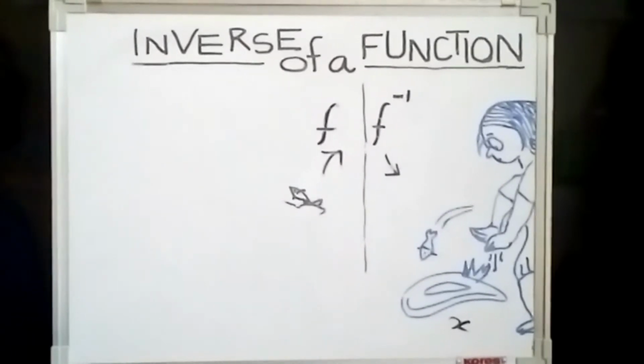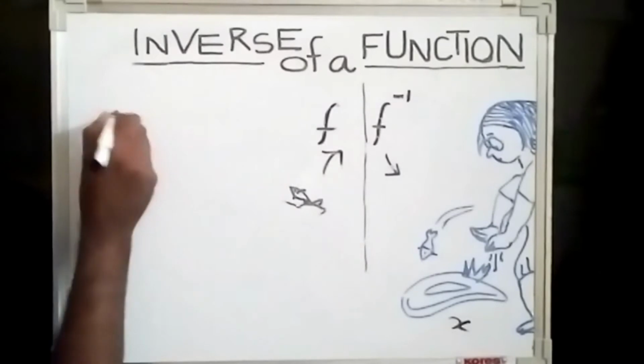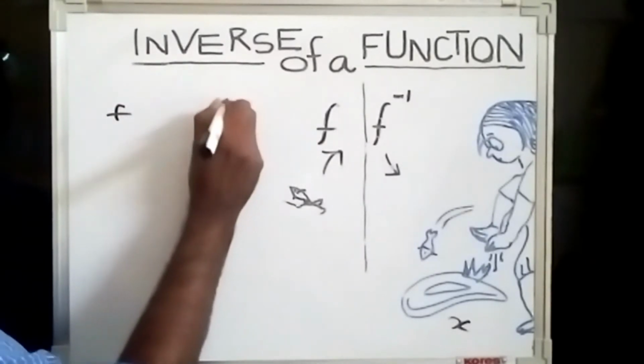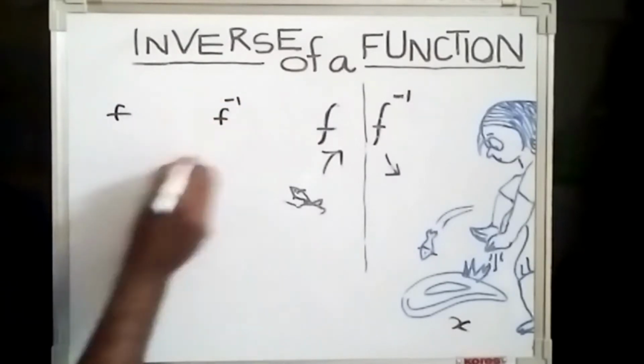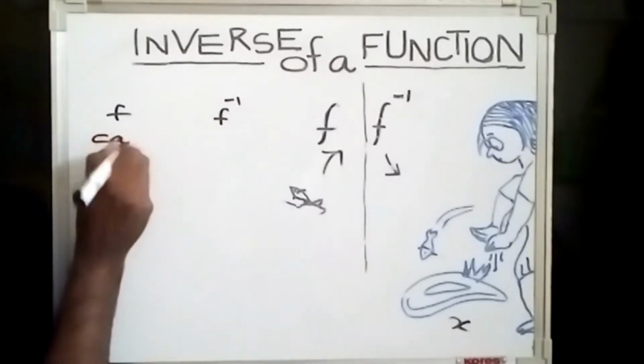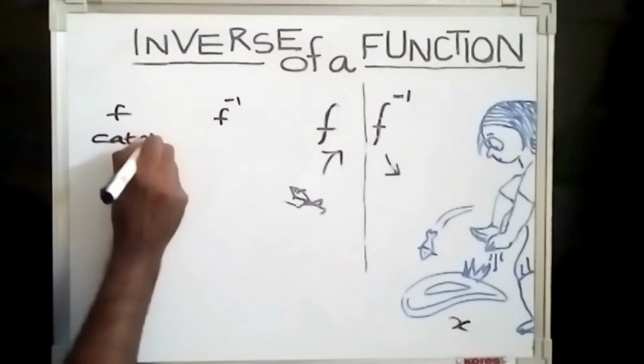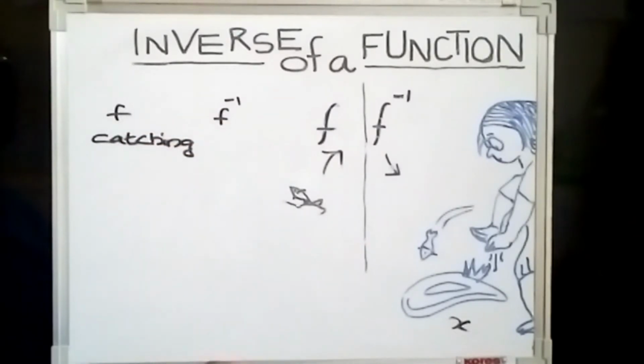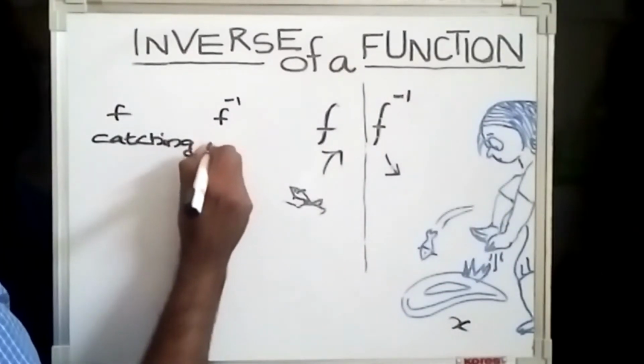Thus, if f is catching the fish, what is f inverse? It is the reverse activity, that is releasing the fish.